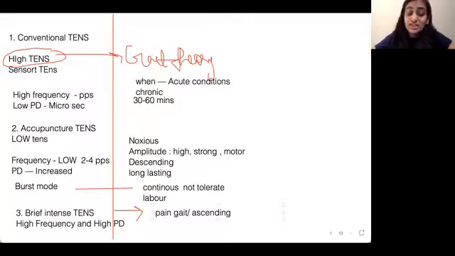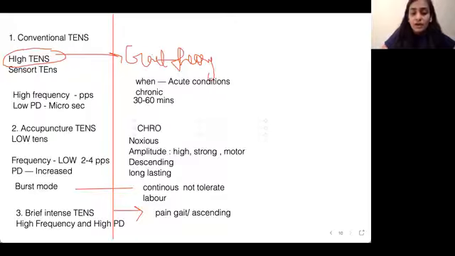So this was your third TENS, which is your brief intense TENS. High frequency, high pulse duration. Again, it uses the pain gate mechanism or the ascending mechanism to produce short-term pain relief. So the three most important ones that we did were conventional TENS, which was your sensory TENS or your high TENS, and your acupuncture TENS, which was your low TENS, low frequency, high pulse duration. That was given mainly for chronic pain. Okay, acupuncture, we don't give it in acute.